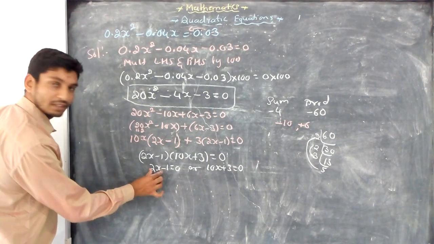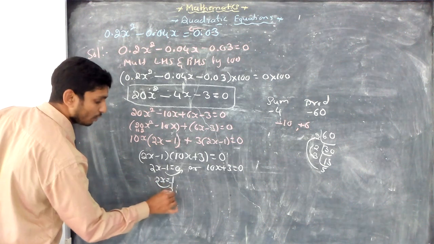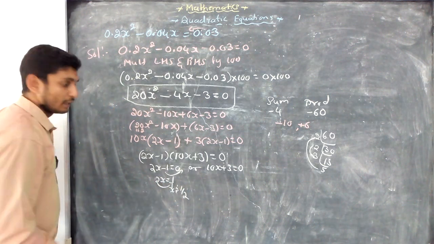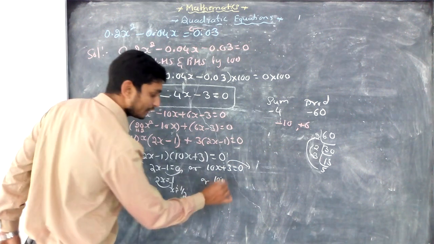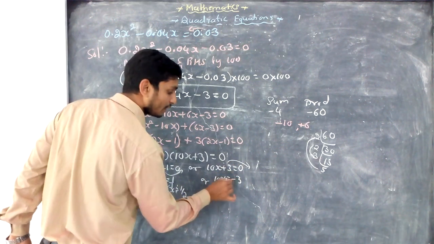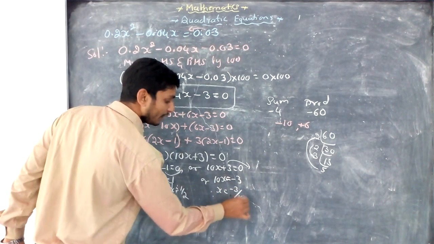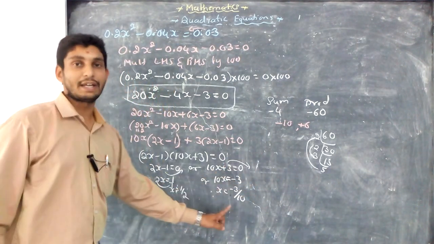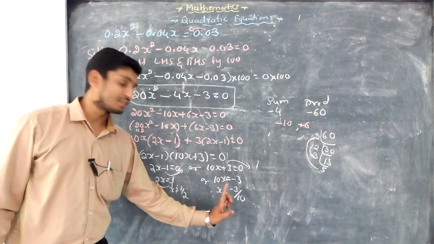I need the answer for x. Transfer minus 1 to that side, that is 2x is equal to 1, x is equal to 1 by 2. Next, here 10x is equal to 3, transfer 3 to the right side, that is 10x is equal to 0 minus 3, means minus 3. For the x answer, x is equal to minus 3 by 10. Since into is there, when it goes to the other side it becomes divided by. That's why x has two answers: one is 1 by 2, another is minus 3 by 10.